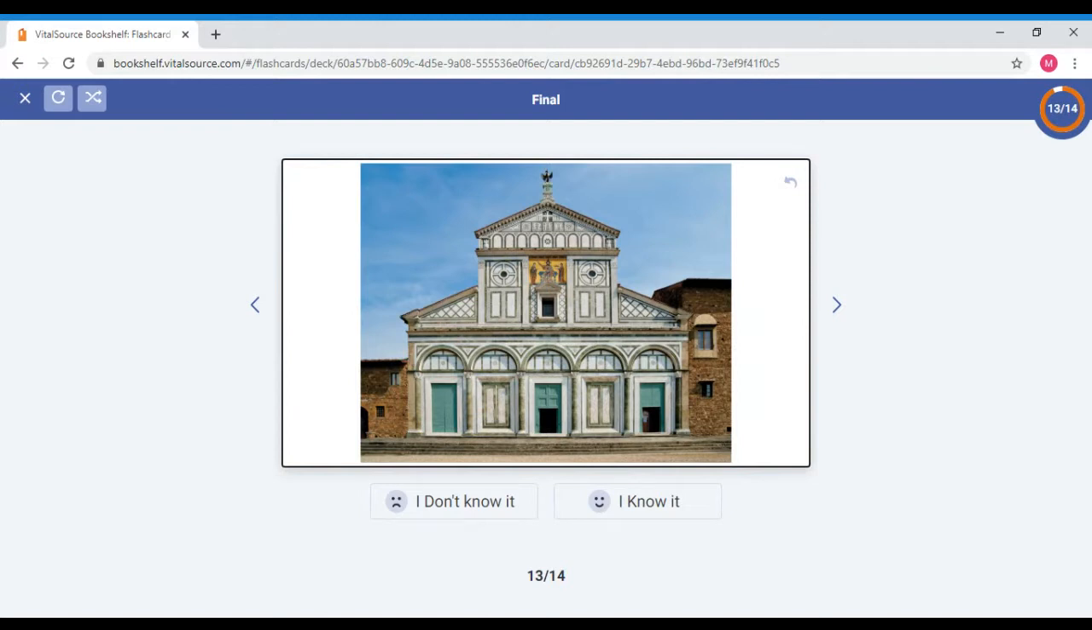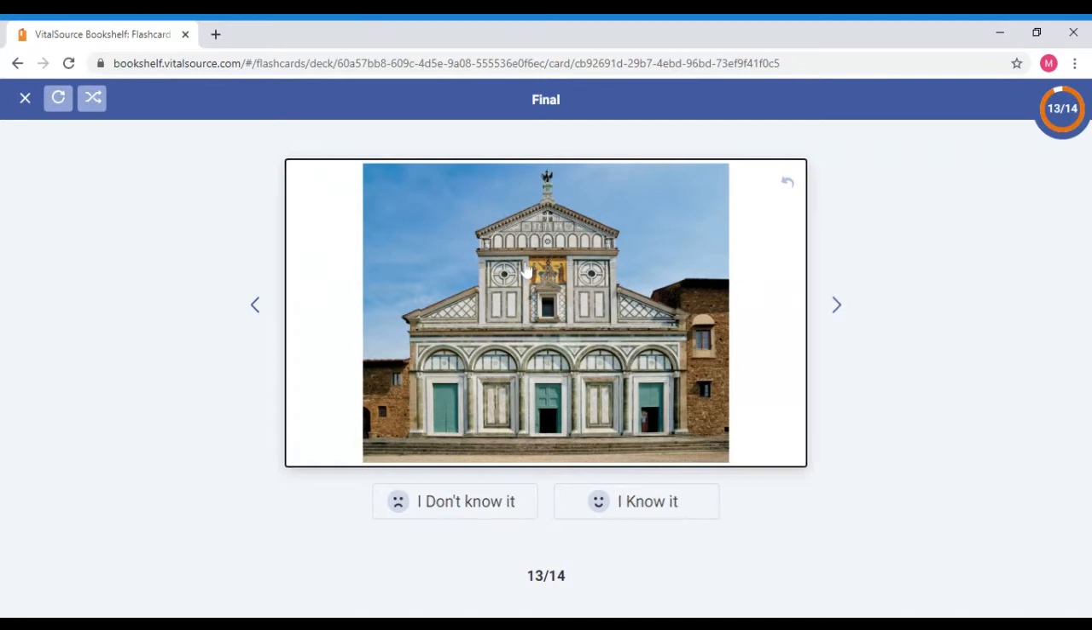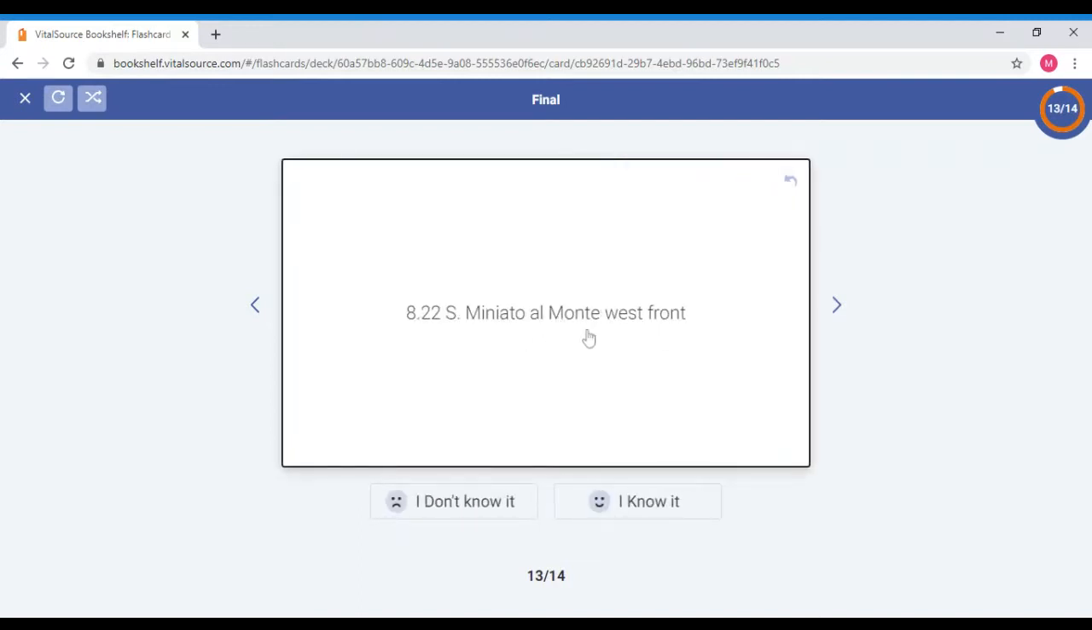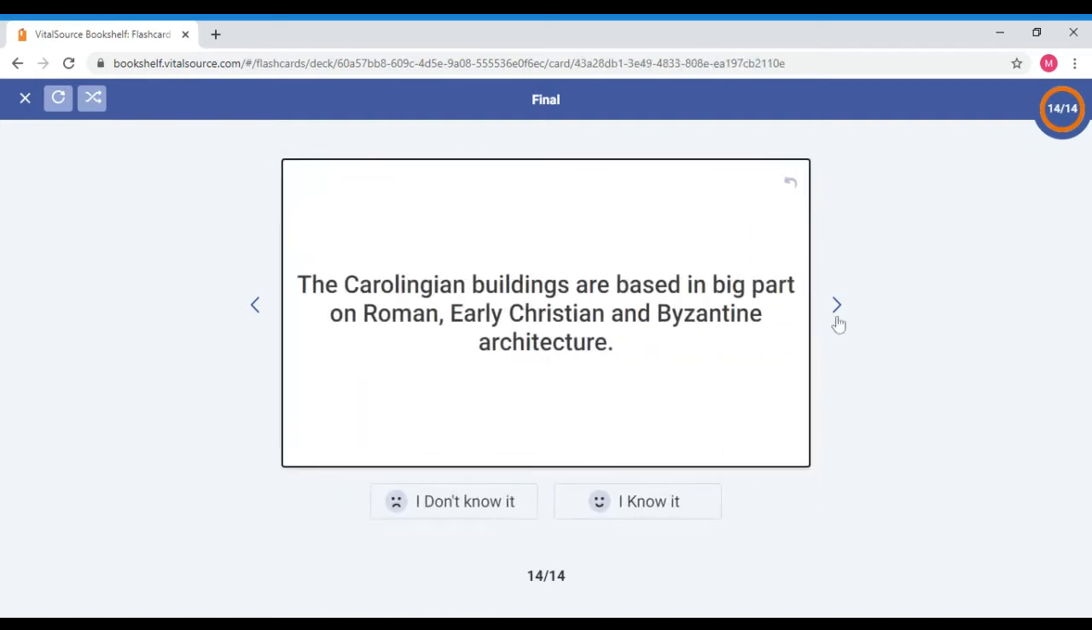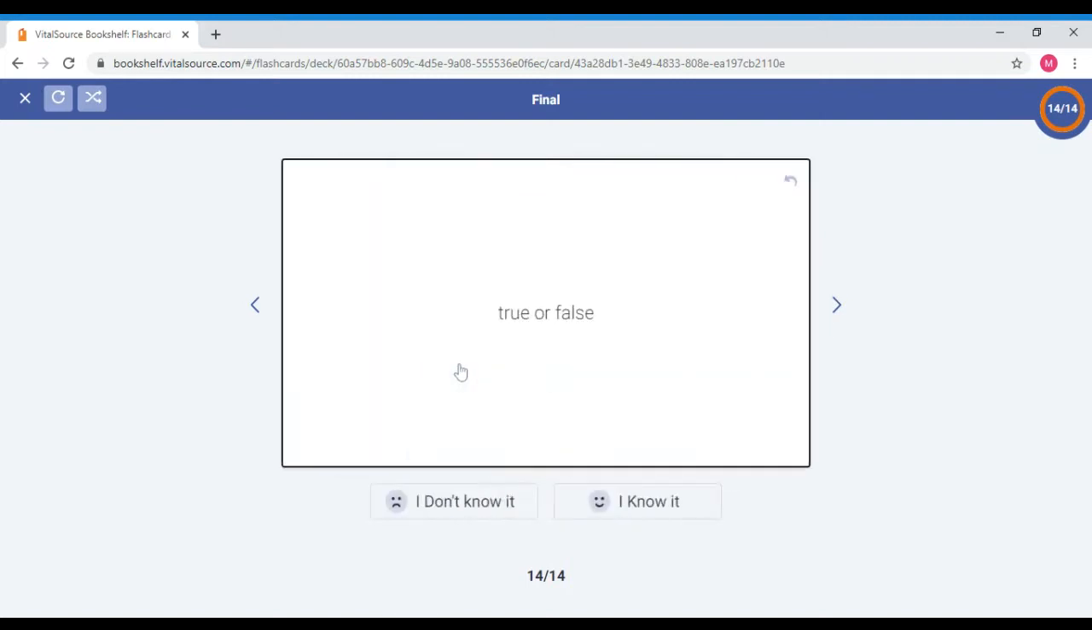Again, since we just covered the book, it's easy, but I want you to see it and understand it, and the fact that it looks very plain, almost like a facade, almost paper thin. It's again the idea that Romanesque was keeping things very, very simple. So this was Minato Monte. This is the name of the church. The name is not too important. It's more about what the style is. The Carolingian buildings are based in big part on Roman, early Christian and Byzantine. Is it true or false? So just think about that.